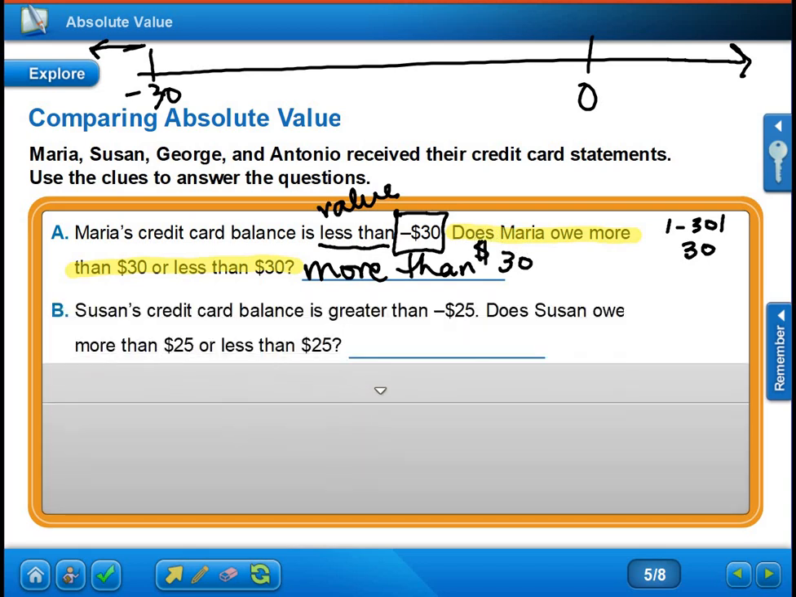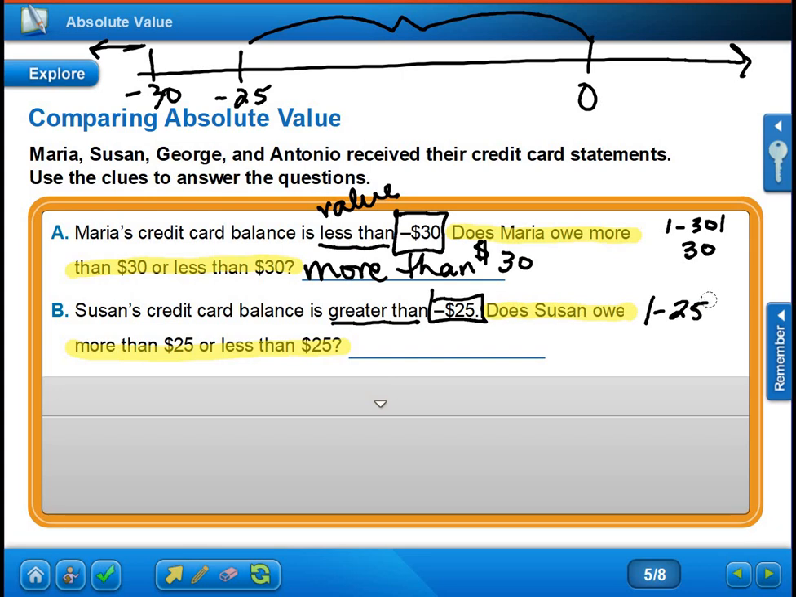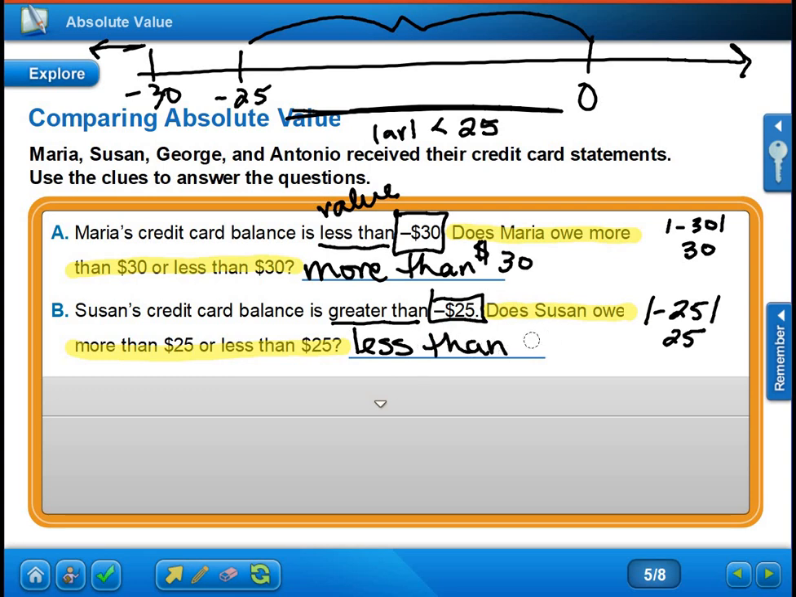Okay, let's try another one and take a look. Susan's credit card balance is greater than -25. Does she owe more or less than $25? Well, it's greater than -25. So if we put -25 on here, anything that's greater than -25 would fall in here. However, that absolute value, so what she owes, is 25. Anything in here is going to have an absolute value that is less than 25, which means she owes less than $25.